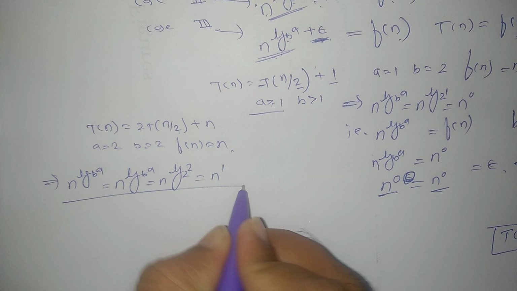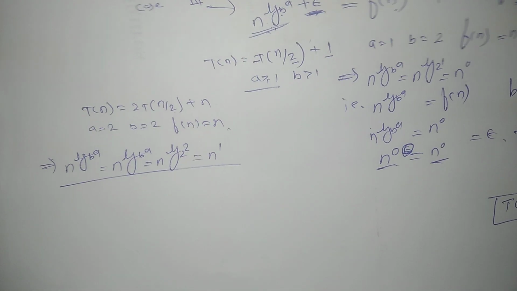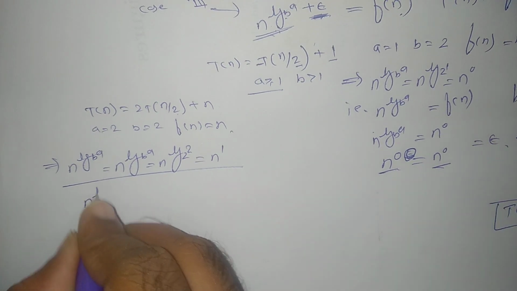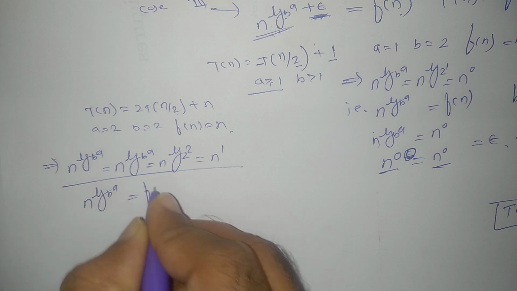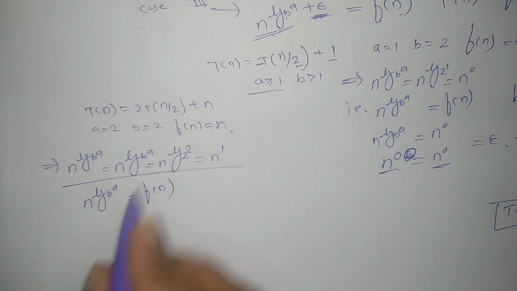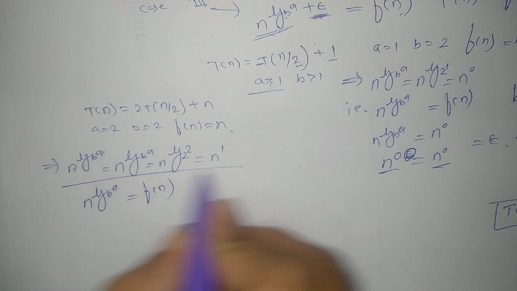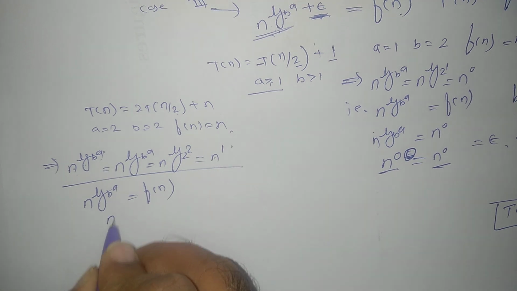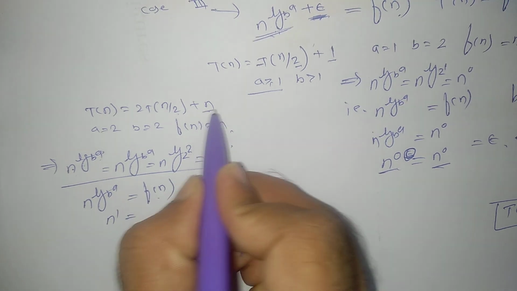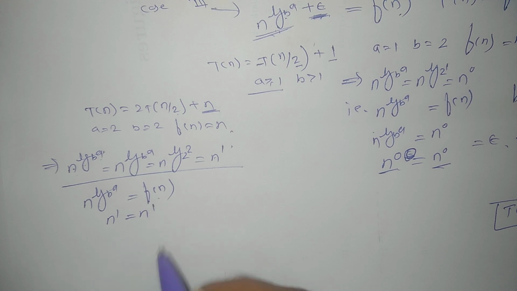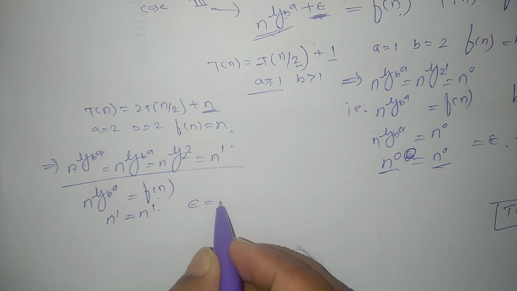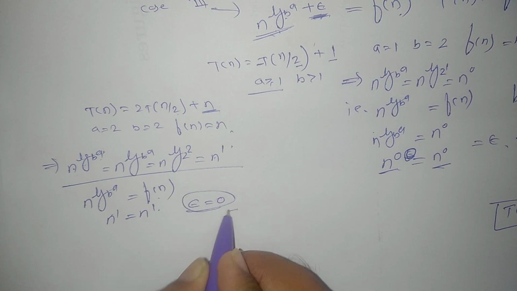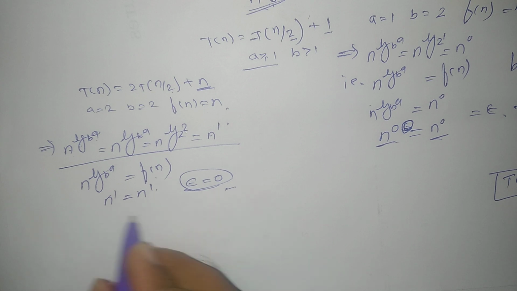The formula says I have to equate n to the power log a by b with f of n, which I have to check. What is n to the power log a by b? I have found out, that is n to the power 1. And what is f of n in the given condition? n to the power 1. That means both are equal. So my epsilon value equal to 0. That means no need to add any epsilon value. So epsilon equal to 0.